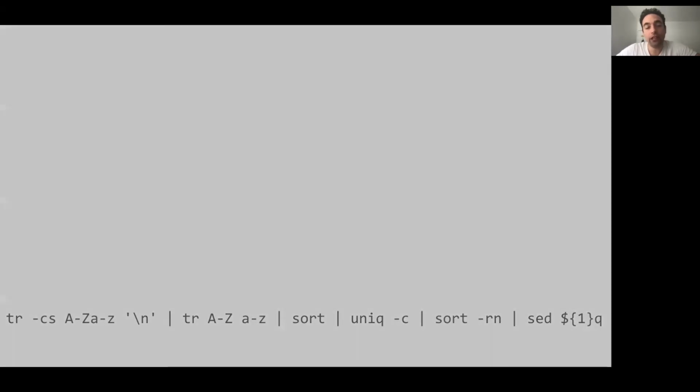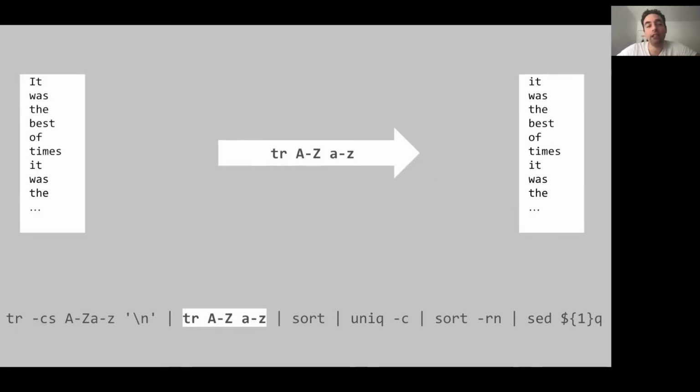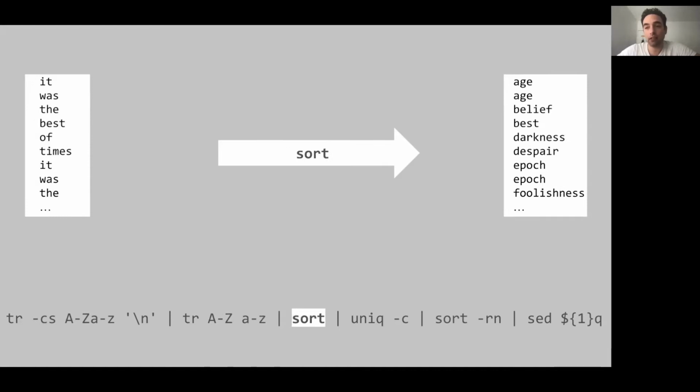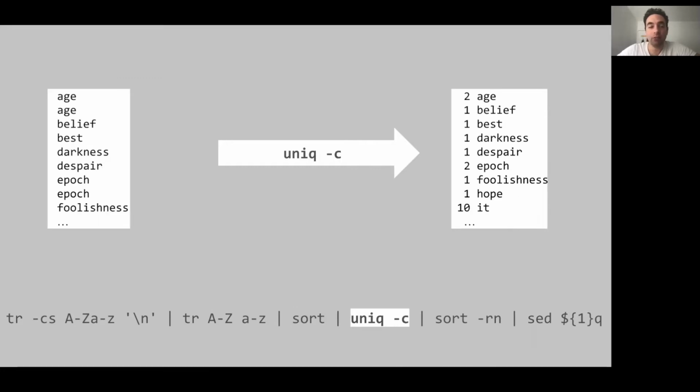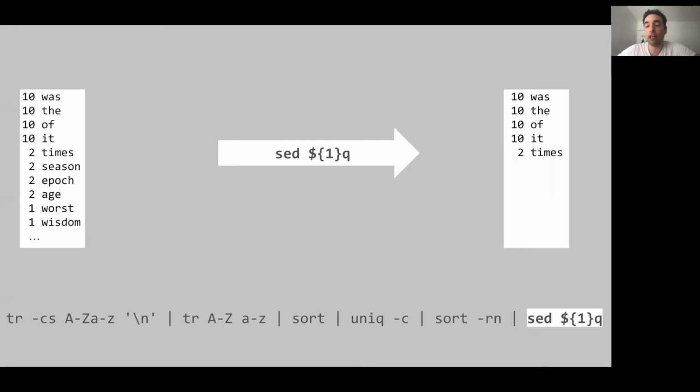The first stage, tr, converts any non-alphanumeric character to a new line character. The next stage converts everything into a lowercase character. The stage after that sorts words in the stream so that identical words end up being next to each other. The next stage eliminates any duplicates and counts the repetition. The last but one stage sorts all these counts in reverse numerical order, and the last stage outputs only the number of lines necessary, in our case 5.